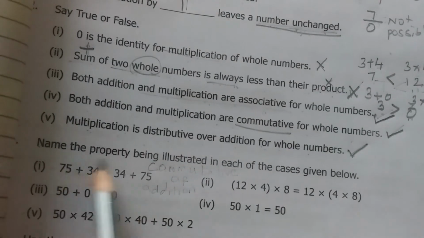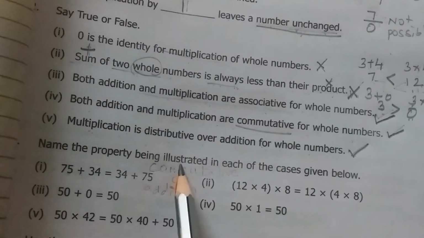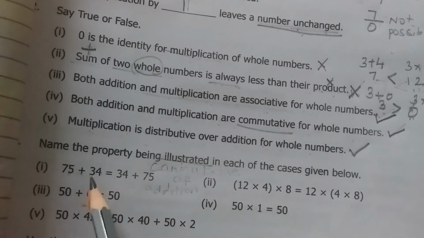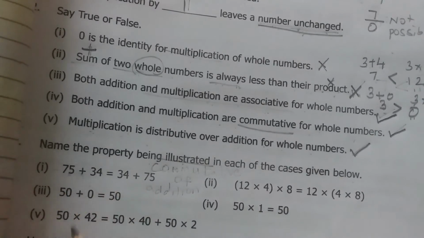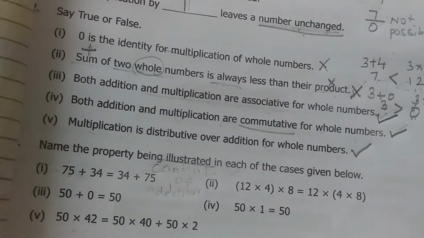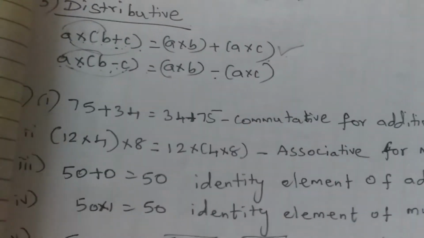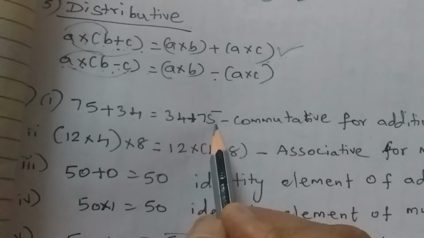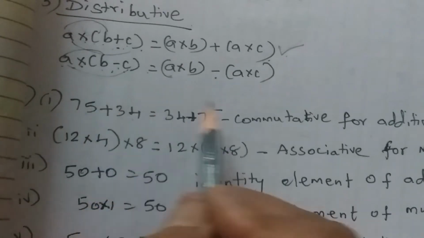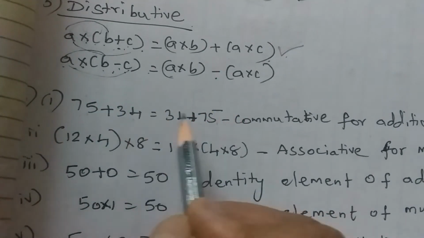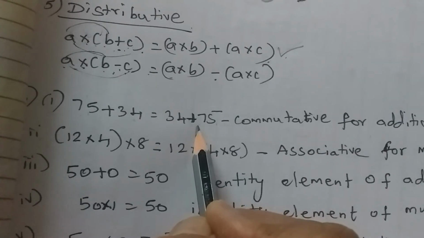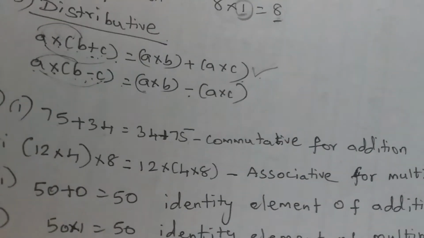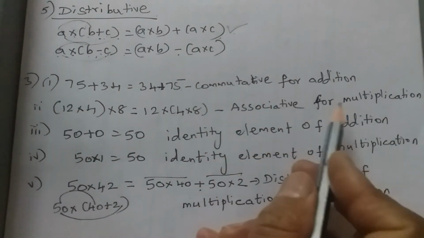And next is, name the property being illustrated in each of the cases given below. Illustrated means being shown. What property is true for the numbers given in each of these questions? So we'll take up one by one. There are 5 sums here. We'll take the first one: 75 plus 34 is equal to 34 plus 75. See, easily we can make out. When the order is changed, the first number has become the second number and the second has become the first, and the operation is addition. So what property is this? It is the commutative property of addition.